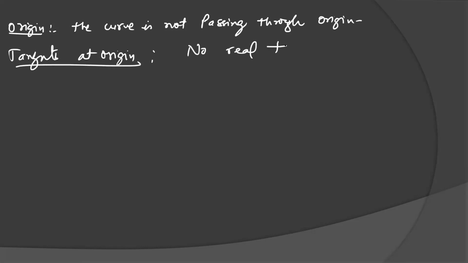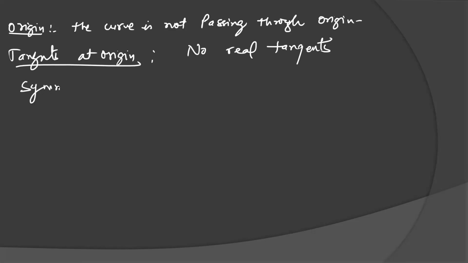Okay. Next, a tangent at the origin is not possible because the curve is not passing through the origin. Why? Because in the domain, 0, 0 is not included. Tangents at the origin: no real tangents.